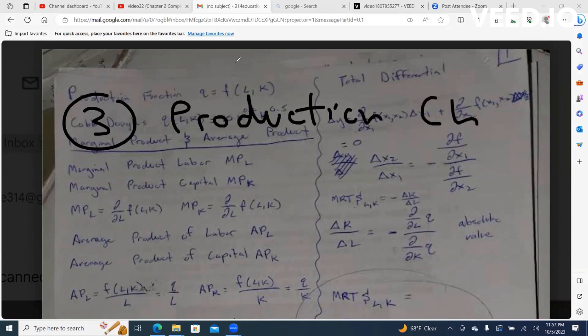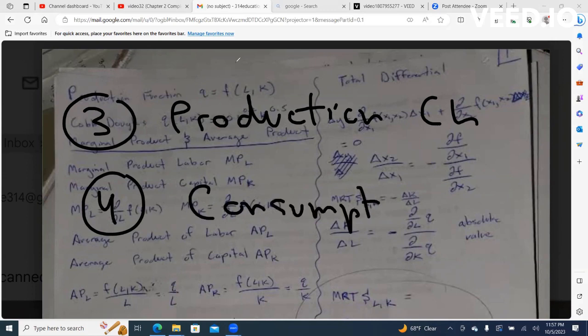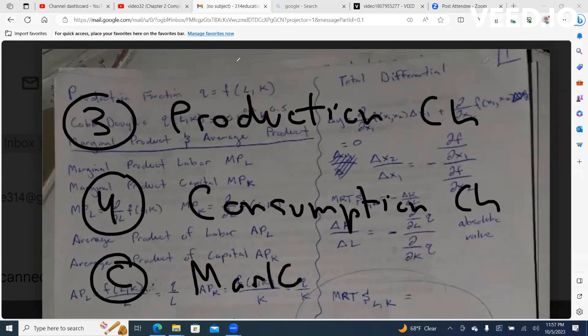We don't really have to write this all out. Chapters 3 and 4 are kind of a pair, consumption choices. Chapter 5 is going to be more supply and demand. Chapter 5 is market equilibrium. There are many concepts that come from the supply demand curve.